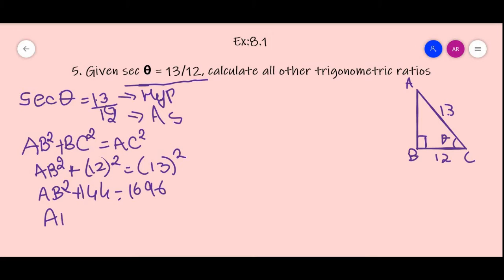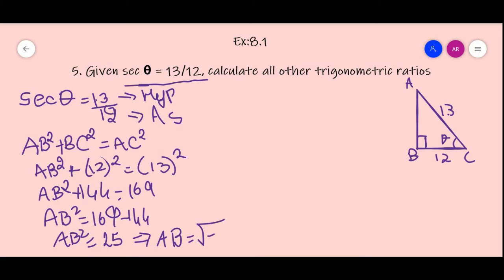So then AB square would be equal to 169 minus 144. So it's simple math to subtract it. And then AB square would be equal to 25. Same simple math, 169 minus 144 is 25. And then the length of AB would be equal to root 25, which is 5. So the length of AB is 5. So let us update the triangle.